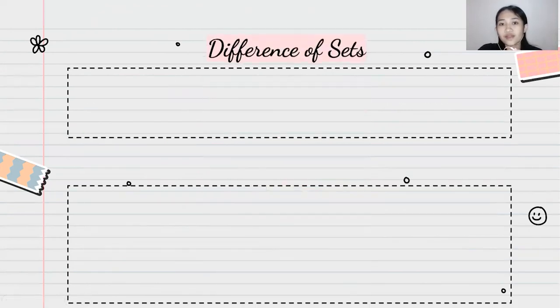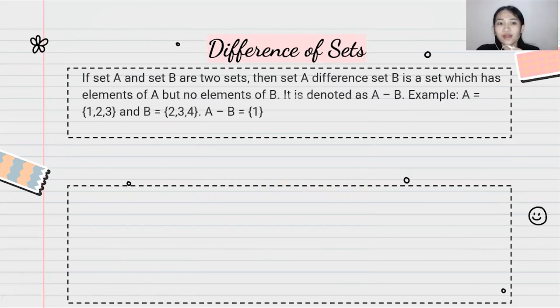Okay, next, difference of sets. If set A and set B are two sets, then set A difference set B is a set which has elements of A but not elements of B. It is denoted as A difference B. For example, set A is 1, 2, 3 and set B is 2, 3, 4. Then A difference B is 1.